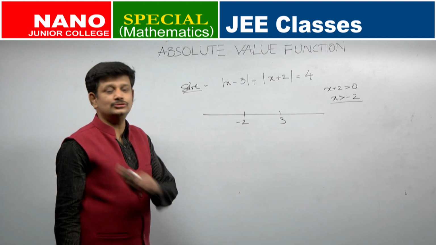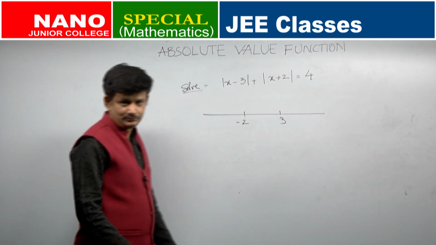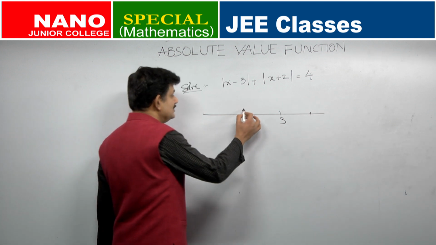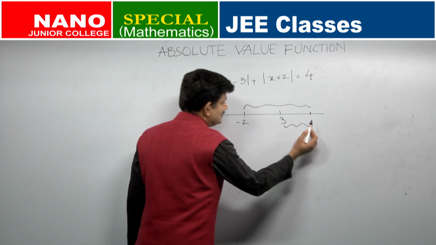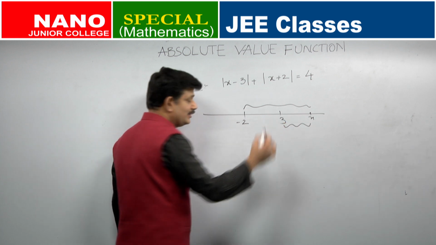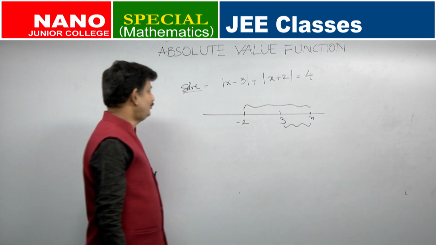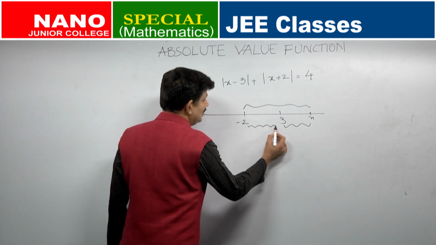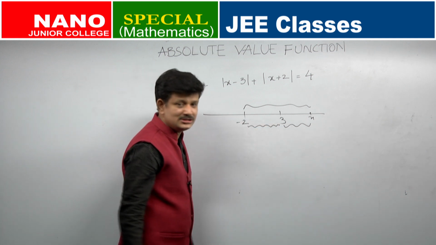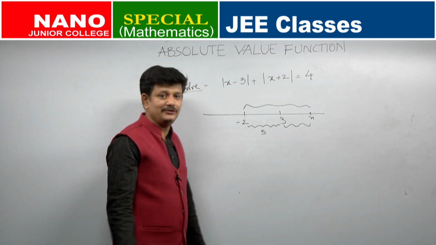So, I hope you will all do this solution analytically. Let me do it geometrically. I want a number here such that the sum of this distance plus this distance, the distance of x from minus 2 and the distance of x from 3, should be equal to 4. In order to start, first let me understand this distance. Distance between minus 2 and 3 is how much? 5, rightmost number minus the leftmost number, it is 5 units.